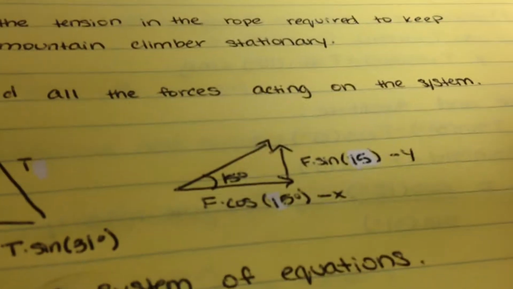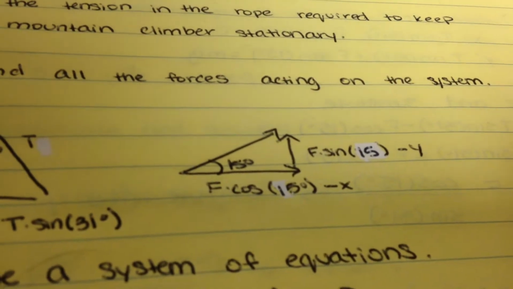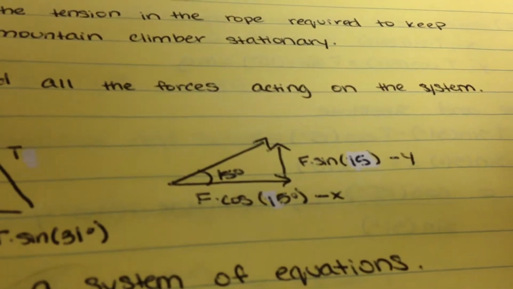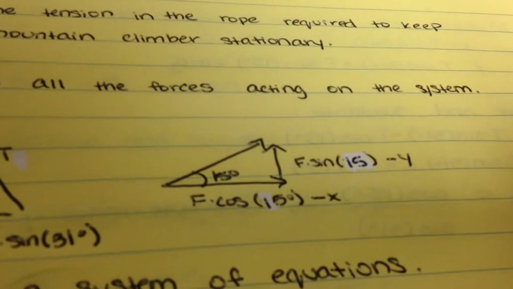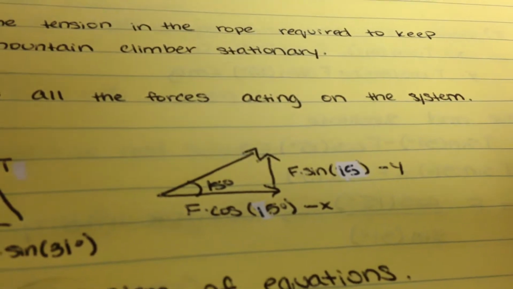And then you also have the force of the mountain climber acting directly upon the cliff. And you have to break that up into its components again, the x component being the magnitude of the force times the cosine of the angle, which is 15 degrees in this case, and then the y component, which is the magnitude of the force times the sine of 15 degrees.